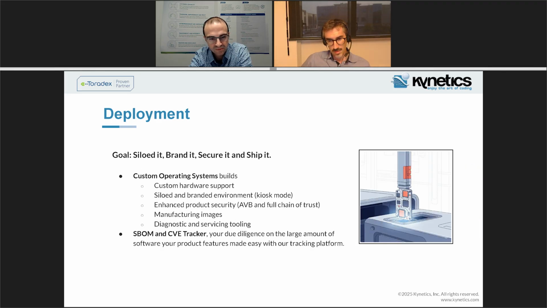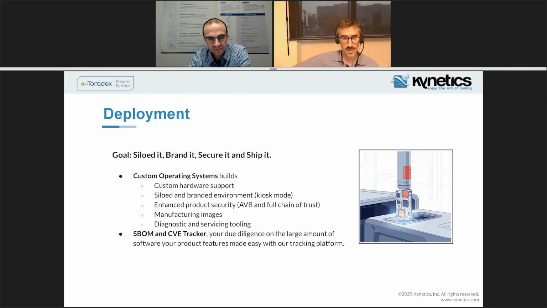When it comes to going towards the production phase, we start creating custom operating system builds. So we prepare what was initially done just for the dev kit. We adapt that to your hardware kit. We run your application in a kiosk mode, so you cannot get out of your application or only in a controlled manner. We fine-tune the security features exactly to the needs of your product.